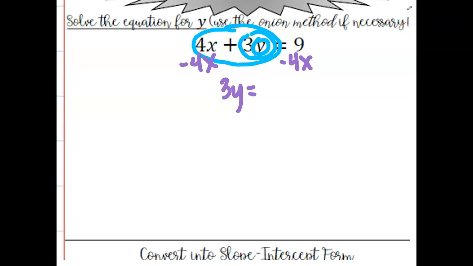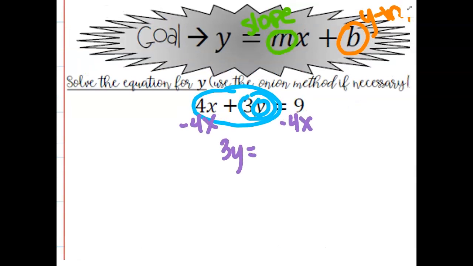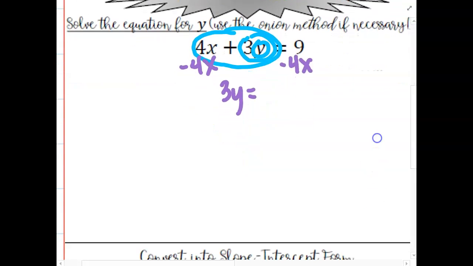Technically, it doesn't matter what order you put them in. But here's the thing, guys. If my goal is to put them in y equals mx plus b, it tends to make a little more sense if we get in the habit of writing the x first.